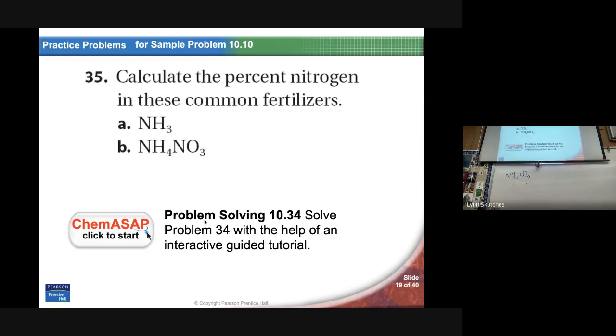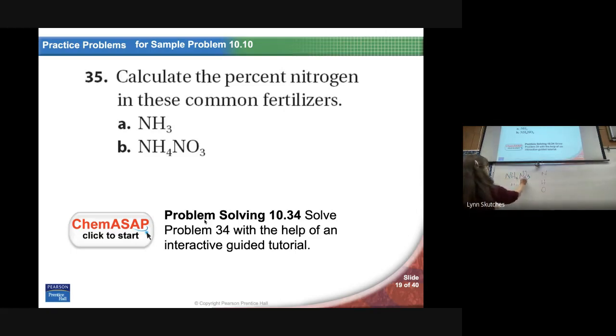So I'm just going to ask you, what's the percent composition of ammonium nitrate? What does that mean? That means what part comes from nitrogen, what part comes from hydrogen, what part comes from oxygen. What's the percentage of nitrogen? What's the percentage of hydrogen? What's the percentage of oxygen?